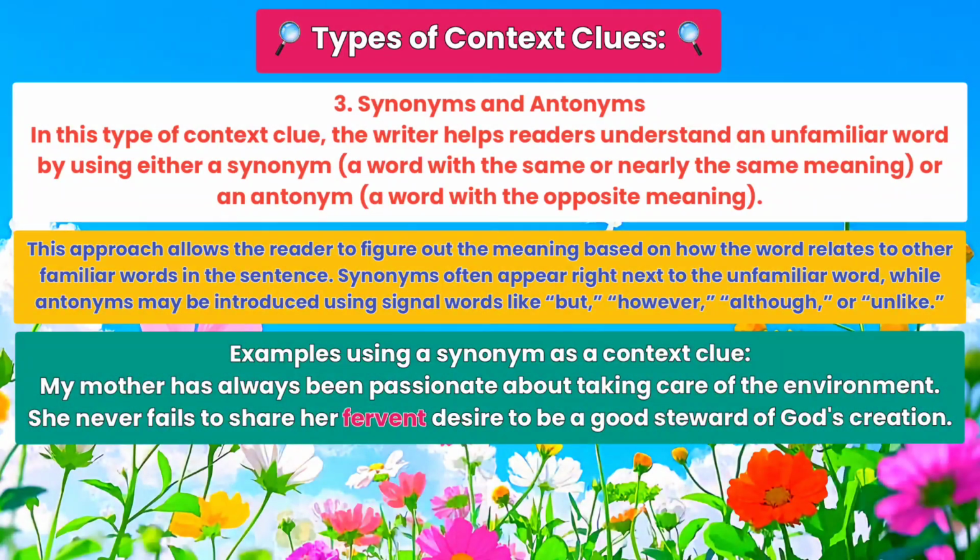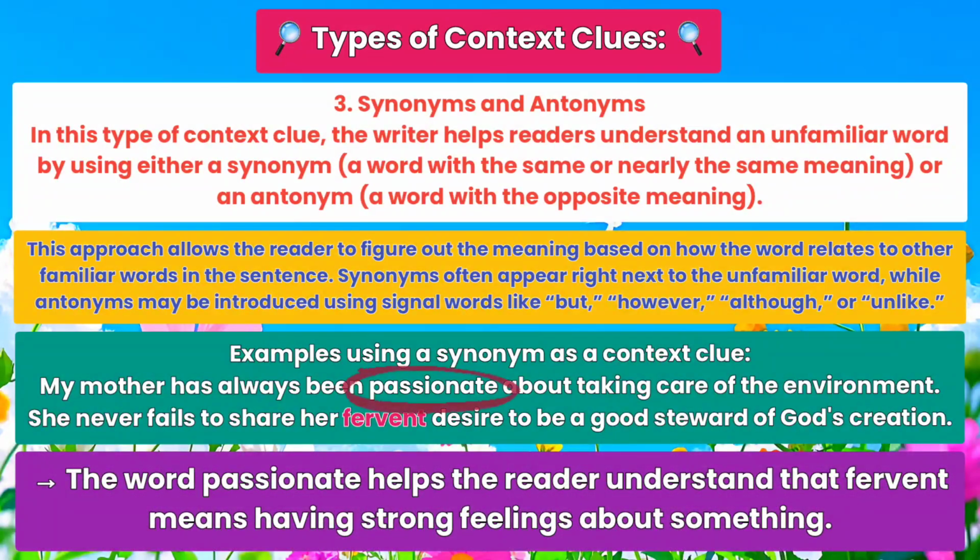Examples using a synonym as a context clue. My mother has always been passionate about taking care of the environment. She never fails to share her fervent desire to be a good steward of God's creation. The word passionate helps the reader understand that fervent means having strong feelings about something.